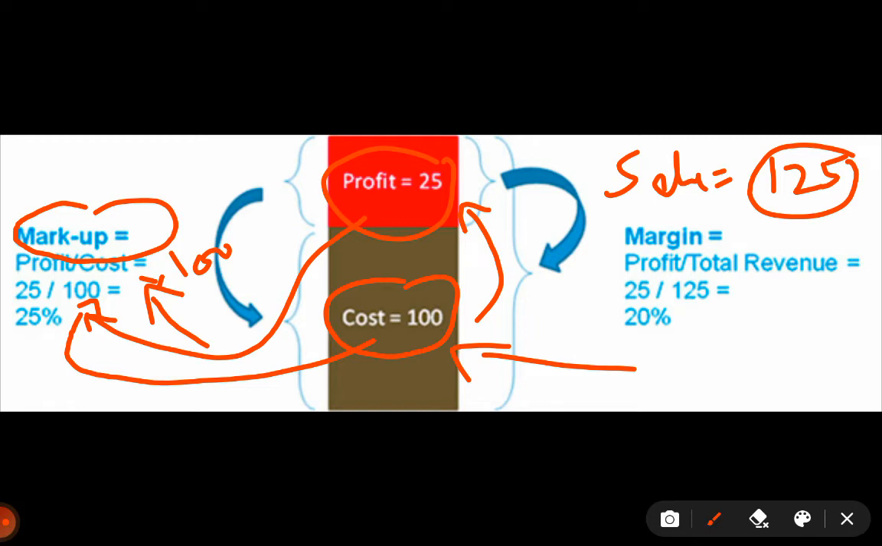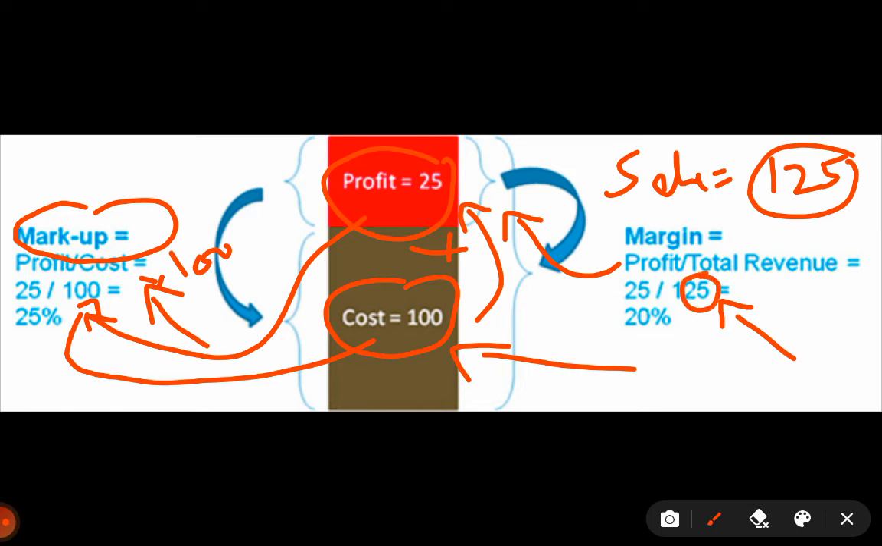Whereas when you are talking about margin, it's always profit divided by revenue. Our revenue was 25 plus 100 equals 125. So margin is always calculated on the basis of sale price, and markup is always calculated on the basis of cost. In our case, the margin was 20% because the denominator was 125.